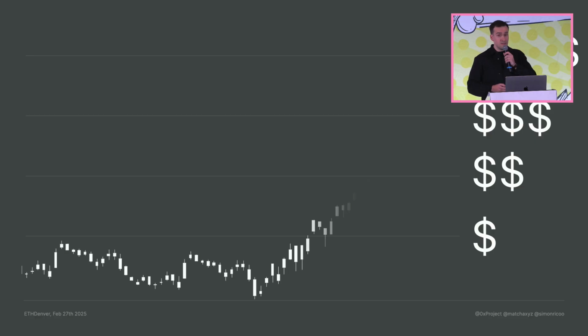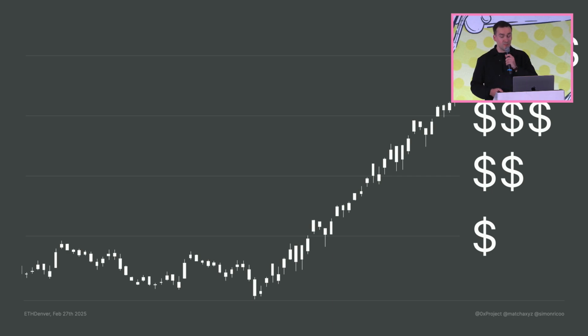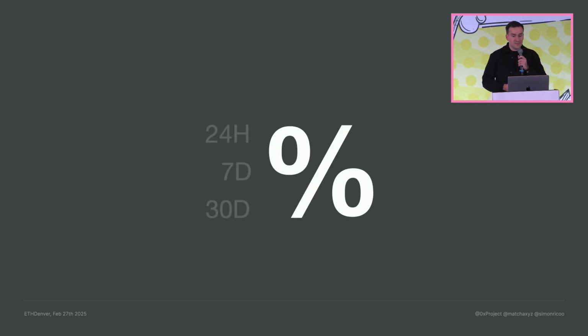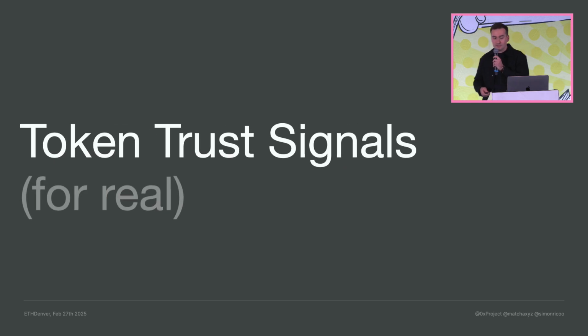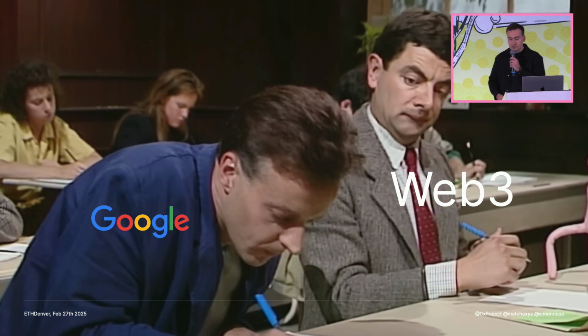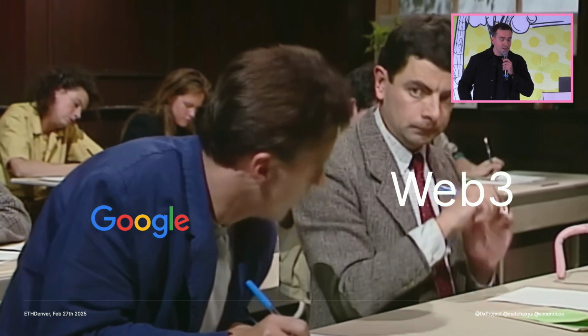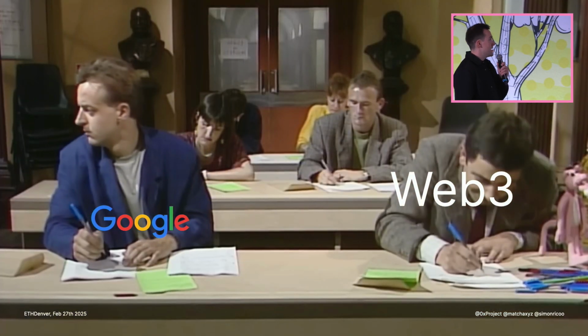Is it the price? Price often goes really high before a rug pull. So does the change. It changes all the time. So what are the token trust signals for you? Well, for this, we need to learn from the best. We designers like to call this phase an inspiration phase.